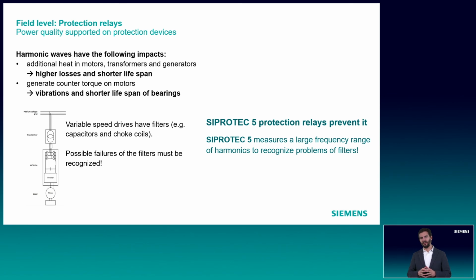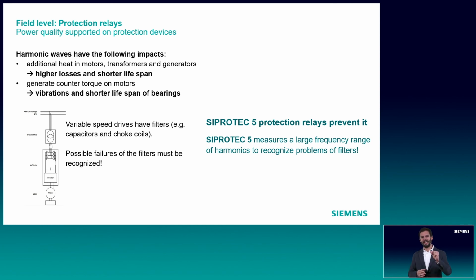So if we take a look at this slide, we see that the main impact of harmonics is related to generation of additional heat. This additional heat mainly influences the lifespan of the insulation of wires, meaning that the total lifespan of generators, motors and transformers can be reduced. For motors, the counter torque does not really influence the efficiency of the motor, but it leads to vibrations, and these can lead to a reduced lifespan of the bearings. So to avoid harmonics, filters consisting of capacitors and chokes are mainly used.